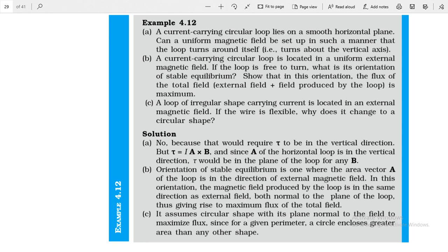So there are three questions and we are going to solve them one by one. So let us discuss the first, that is A. You can see here the current carrying loop is placed on a horizontal plane. So the answer of this question is no, because that would require torque tau to be in the vertical direction, but tau is equal to m cross B, where m is equal to I into A, since you know that the magnetic moment is defined like this.